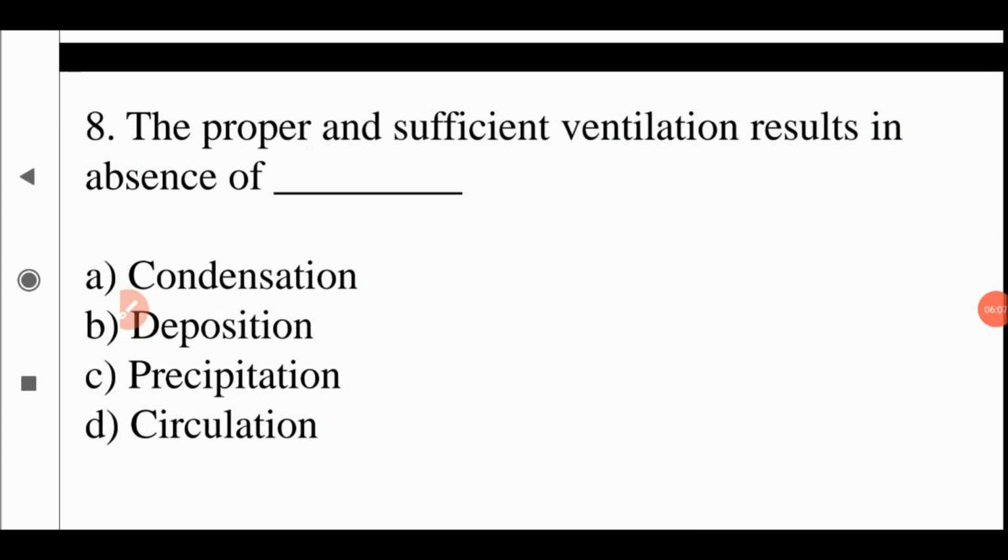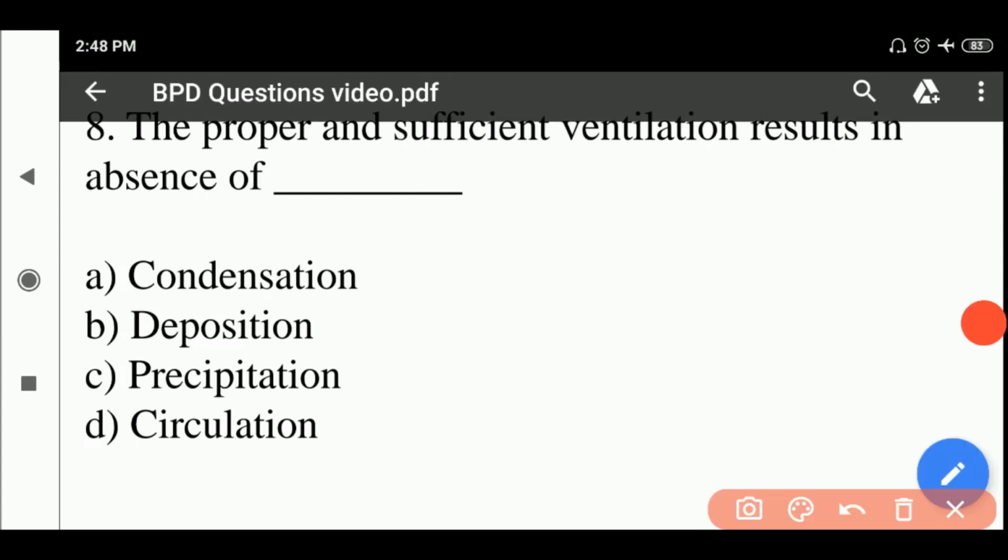Next objective, proper and sufficient ventilation results in absence of: option first condensation, second deposition, third precipitation and fourth circulation. So the correct answer is condensation.